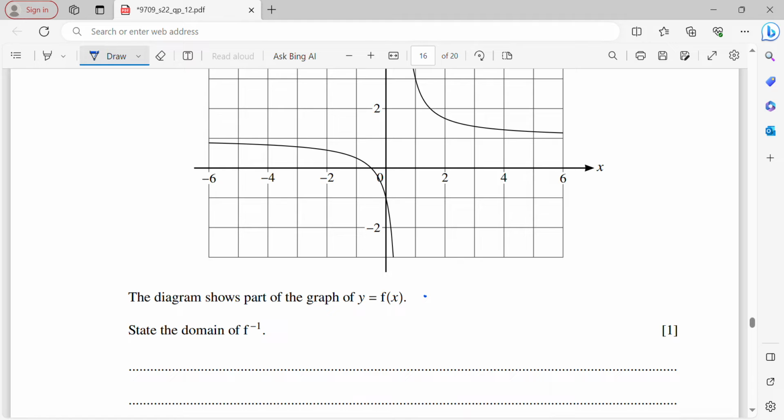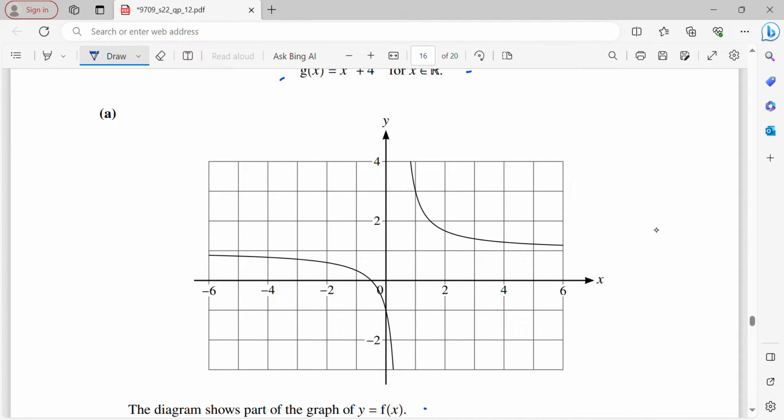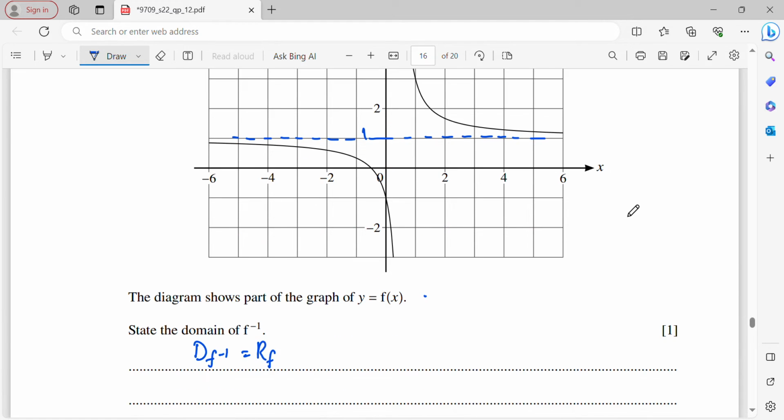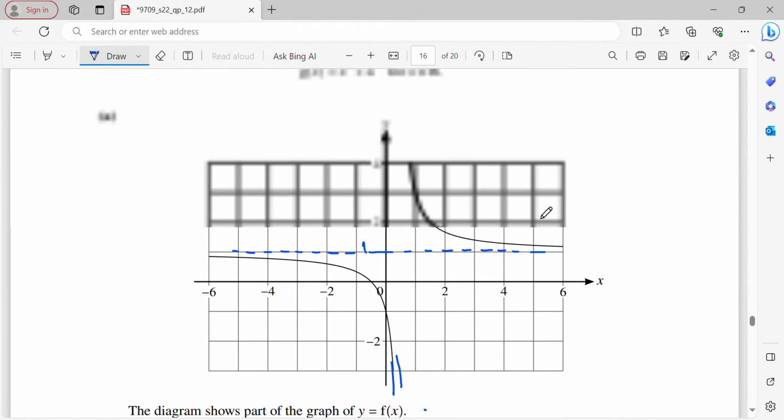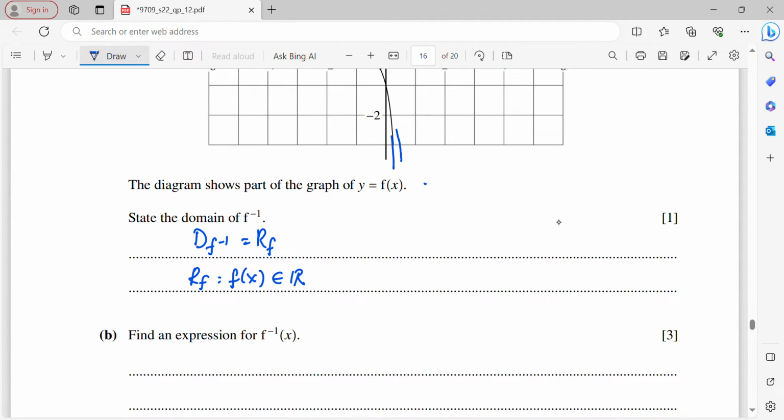Okay, so now we know that the domain of f inverse equals the range of f. Since the graph is given, obviously your range means the y values. It can be any number except y equals 1 because it never touches y equals 1. So I will just write the range of f: f(x) is a real number because it can extend to negative and positive infinity on the graph, except f(x) equals 1. That means f(x) cannot be 1.